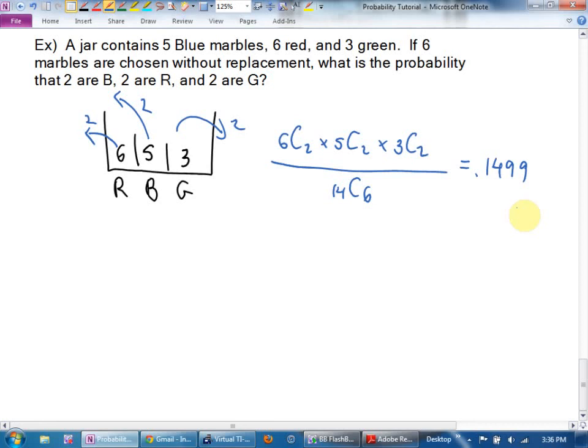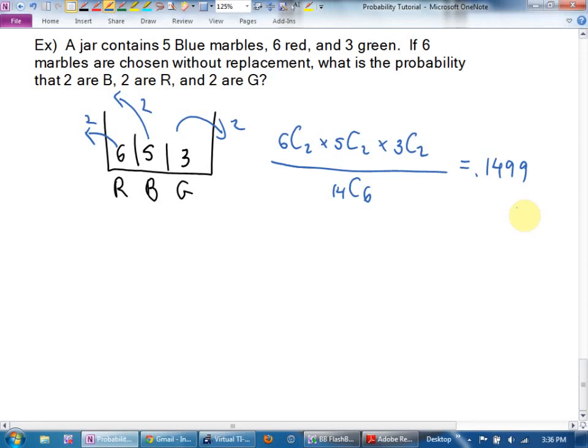Given that two are red, what's the probability that at least three are red? At least would mean three red, or four red, or five red, or six red. That'd be a lot of work. I would not give you one quite that much, or means, but we could handle it.